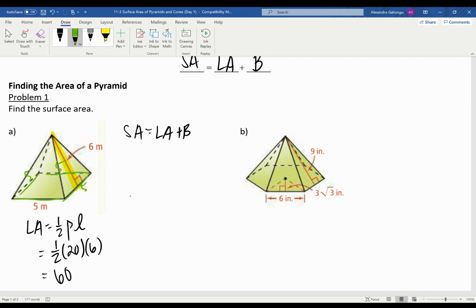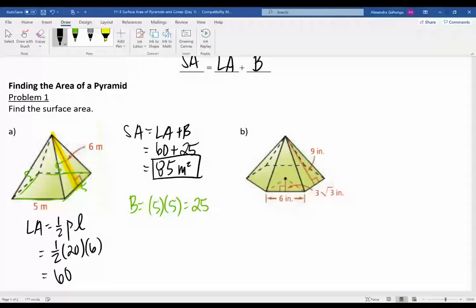Then the area of our base. Our base is a square. So area of our square is side squared, or base times height. Whatever you want to say, you'll just get 25. So it's lateral area plus area of our base. And we'll get 85, and our units are meters squared for the surface area of our square pyramid.